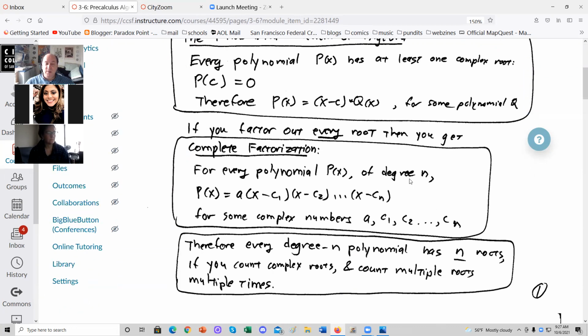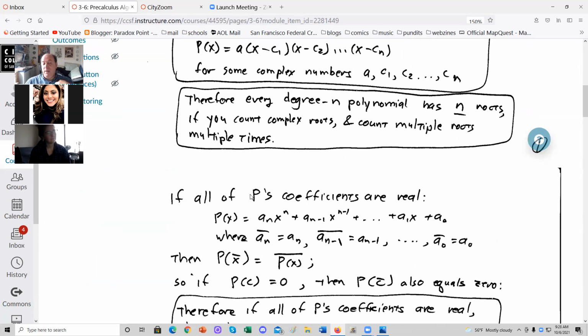So any polynomial of degree n is of the form a times x minus c1 times x minus c2, all the way up to x minus cn, where a and all the c's are complex numbers. And c1 through cn are the solutions, the roots of the polynomial. That means any polynomial of degree n will have n roots, but you have to count complex roots, and you have to count multiple roots more than once. So if you have x minus c squared, that's multiplicity 2 and you count it twice.